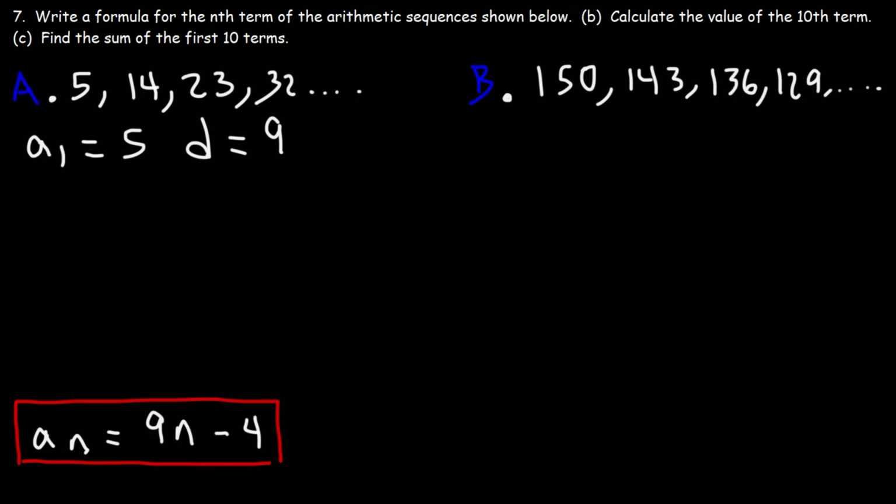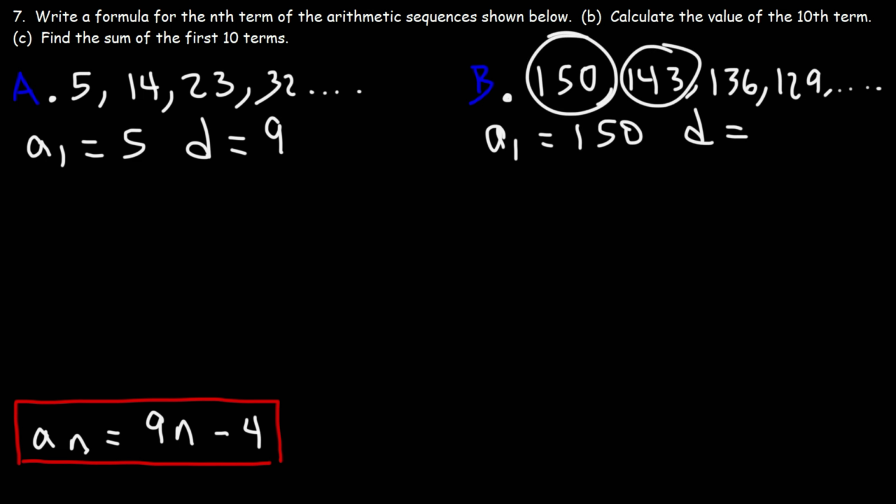Now let's do the same for part B. So the first term is 150. The common difference is going to be 143 minus 150, which is negative 7. To confirm that, if you subtract 136 by 143, you also get negative 7.